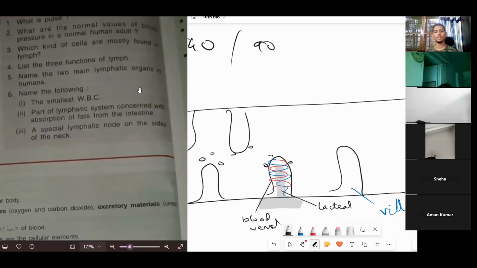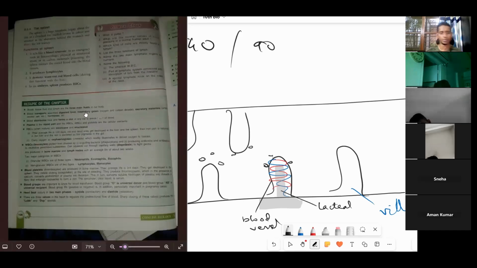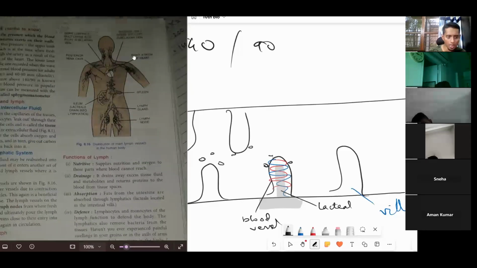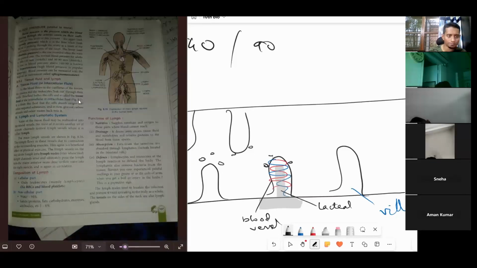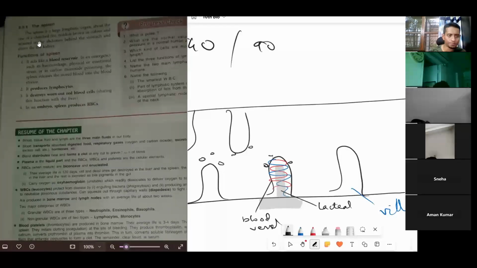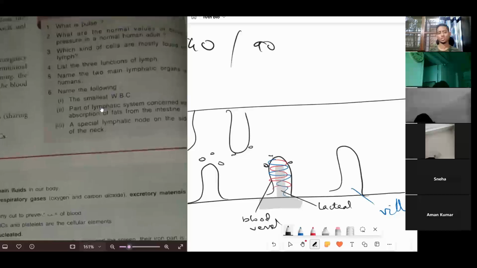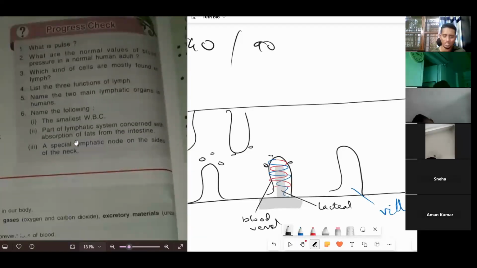Next, name the two main lymphatic organs in humans. Spleen. What is it? Ryan, you said something about it? Tonsils. Which is the main one? Okay, you can say both. Then spleen is one of the main ones. Then tonsils are there.